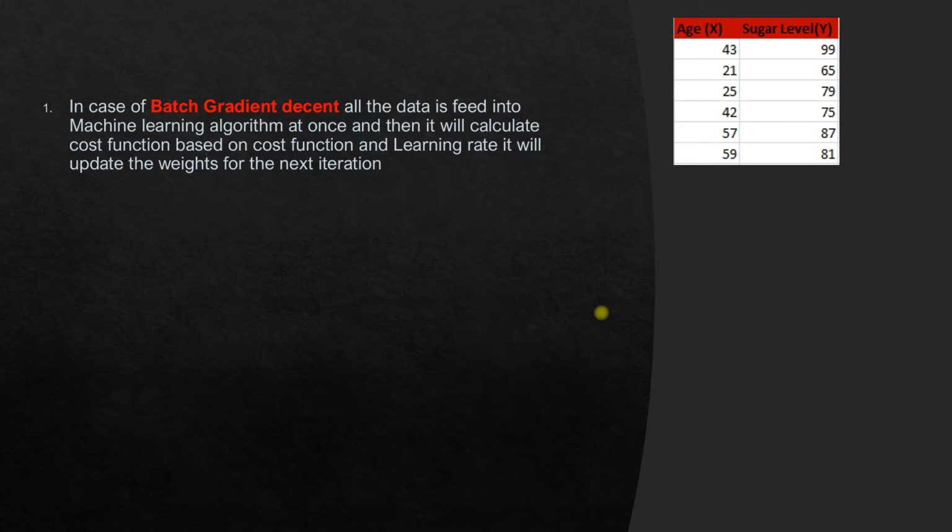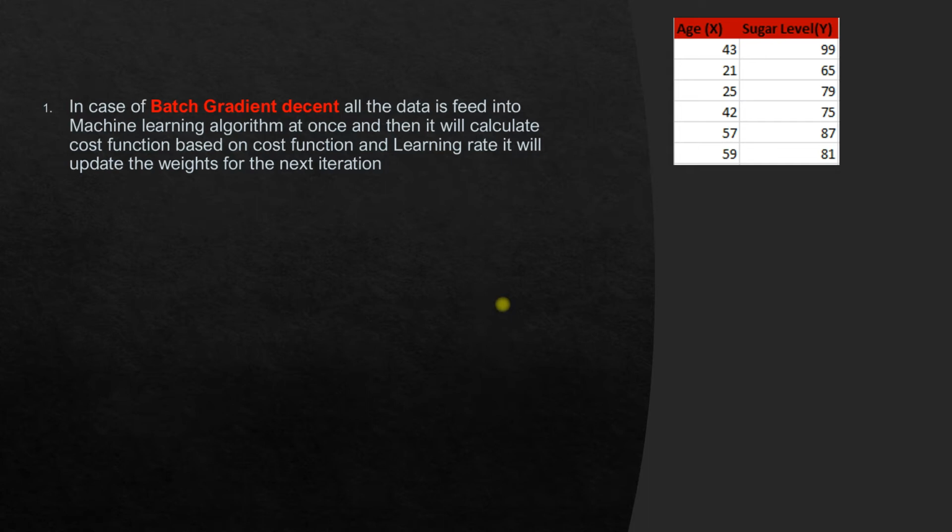If you see this data, we have two columns, x and y, where x is an independent variable and y is a dependent variable which we want to predict. In batch gradient descent, all this data is sent to our machine learning algorithm at once, and then it calculates the cost function. In linear regression, our cost function would be mean square error, which is MSE.